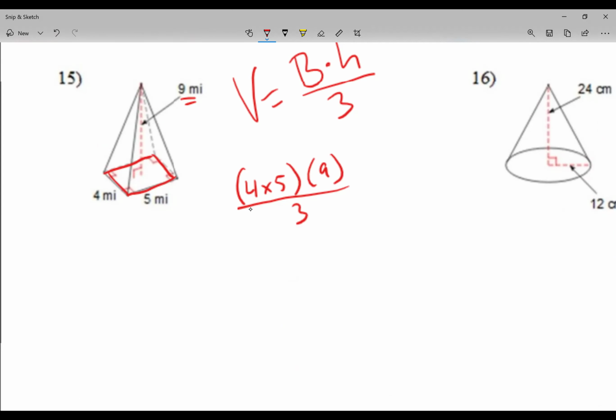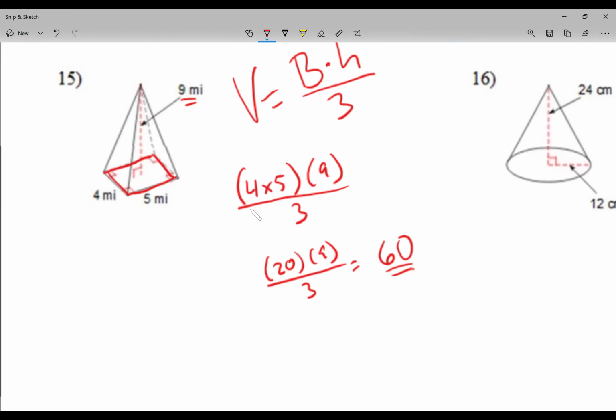Now, some of you might say, can I just type in 20 times 9 on the top of the fraction and all this divided by 3? Because I know 4 times 5 is 20. Then go for it. Now 20 times 9 divided by 3 will give me 60. The volume of this pyramid is 60 miles to the third power, or 60 cube miles.